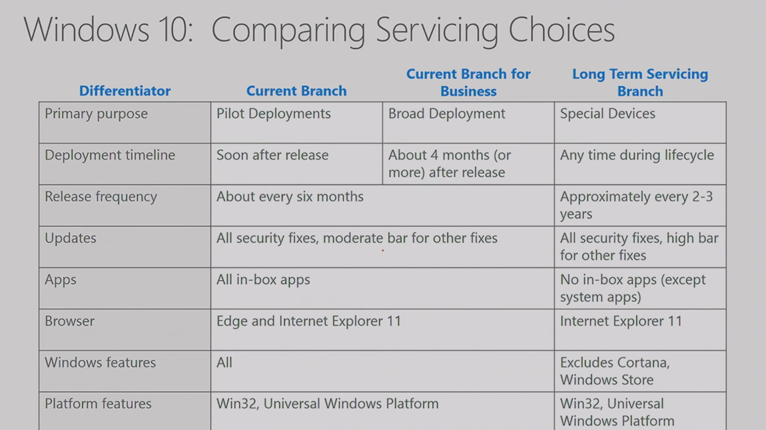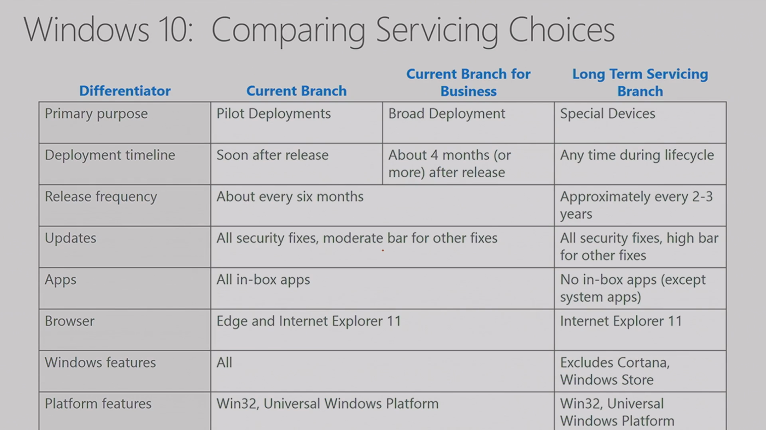So the only difference between the current branch 1607 and the current branch for business 1607 is the installation of the latest cumulative update that fixes any issues that we might have found in that 4 months. So if you're going through and applying these patches regularly, which you all would be, you would already be running the equivalent of current branch for business before we would even tell you that it was current branch for business.